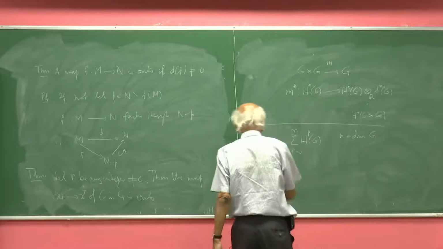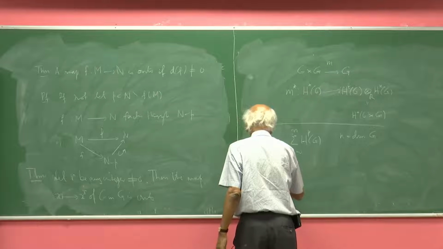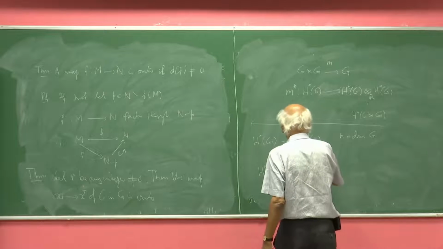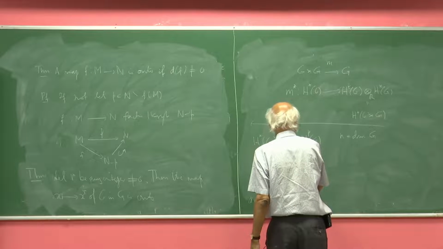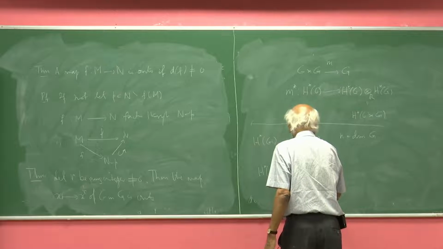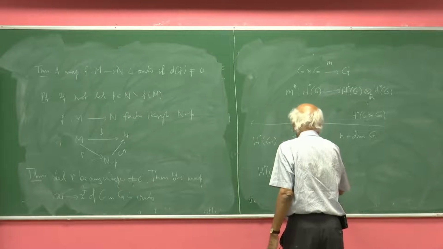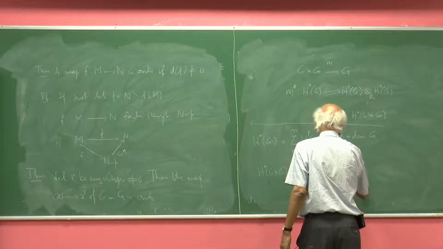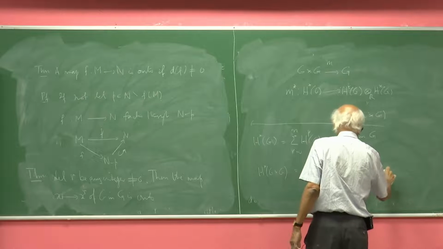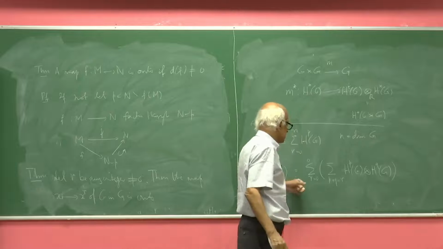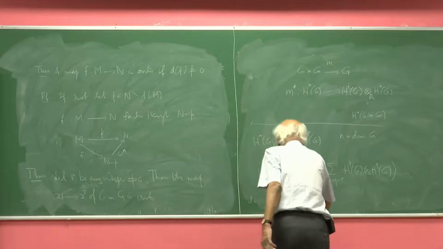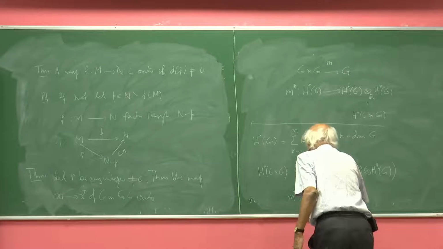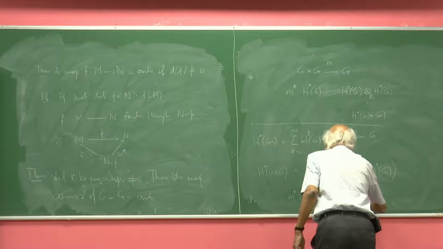The cohomology of G is this, and the cohomology of G cross G is the sum over R equals 0 to n, of the sum over P plus Q equal to R, of HPG tensor HQG. That is the cohomology of G cross G. And what happens is when you apply M star, it will map any HRG into the sum over P plus Q equal to R of HPG tensor HQG.